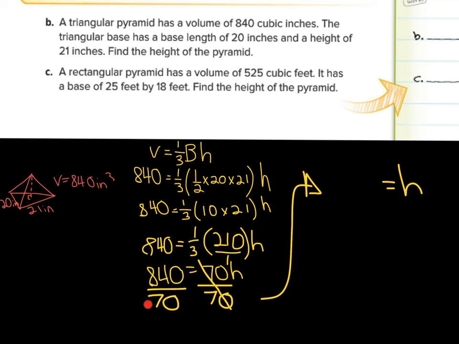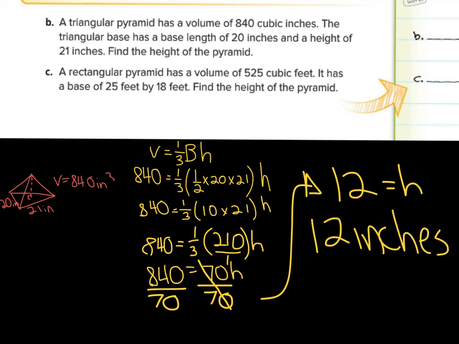Because 7 times 10 is 70. 7 times 11, 77. 7 times 12 is 84. So 84 divided by 7 is 12, or 840 divided by 70 is 12. Go ahead and rewrite our 12 right there. So what is our height? Our height is 12 inches. Not cubed, not squared. It's simply one dimension, 12 inches.